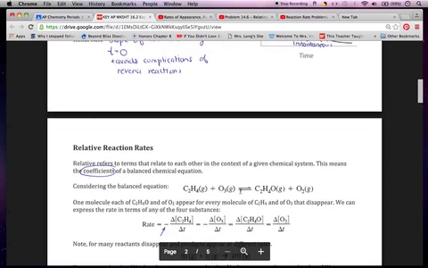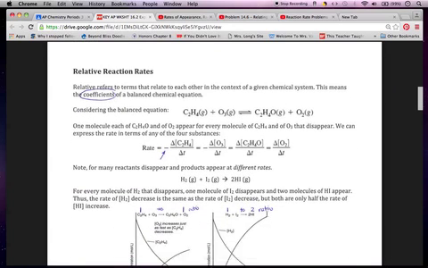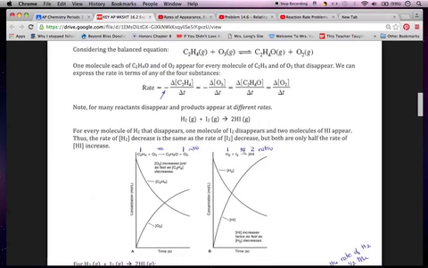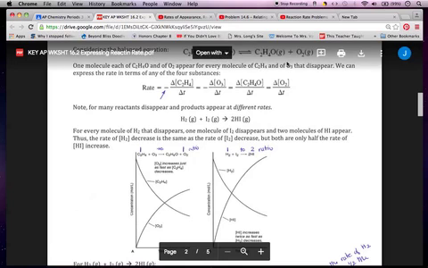So our relative reaction rates basically use the coefficients. When we talk about relative, we're talking about the terms that relate to each other in the context of a given chemical system. So we're really looking at the coefficients here and how they're all going to relate together. For one example up top here, I'm going to pull this down a little bit. With this one, they're all 1-to-1 in the reaction, so we're going to see that they're all 1-to-1 when we talk about the rate.